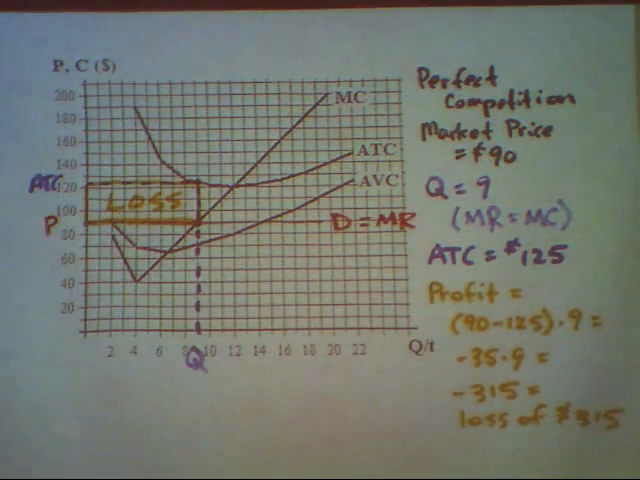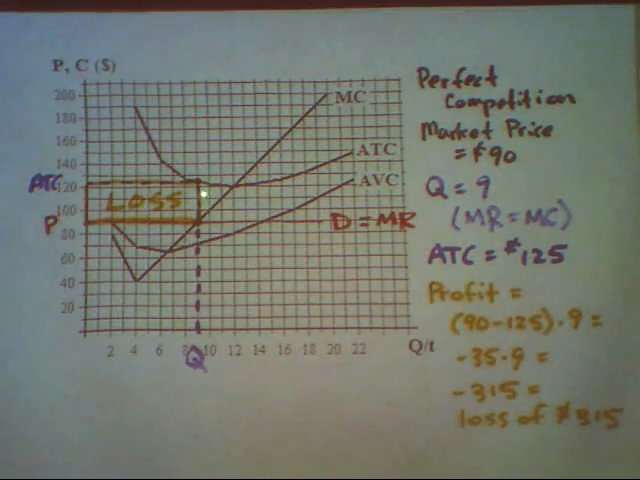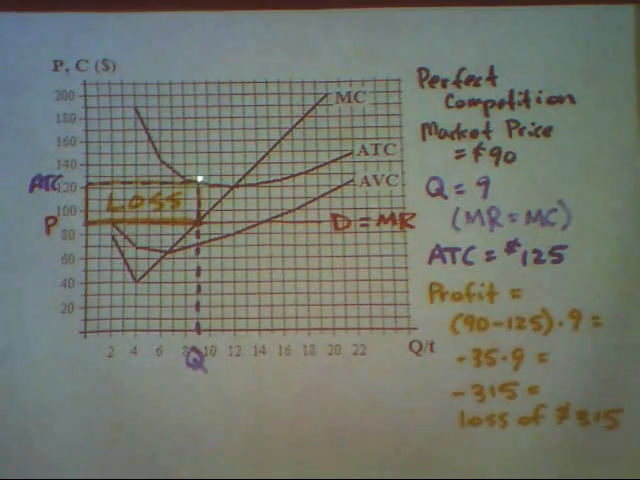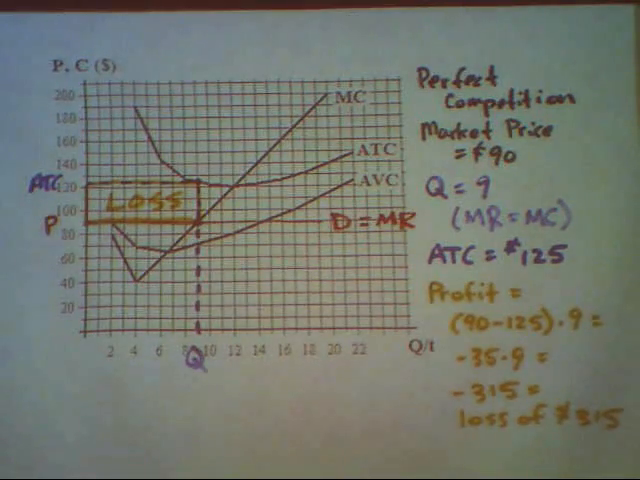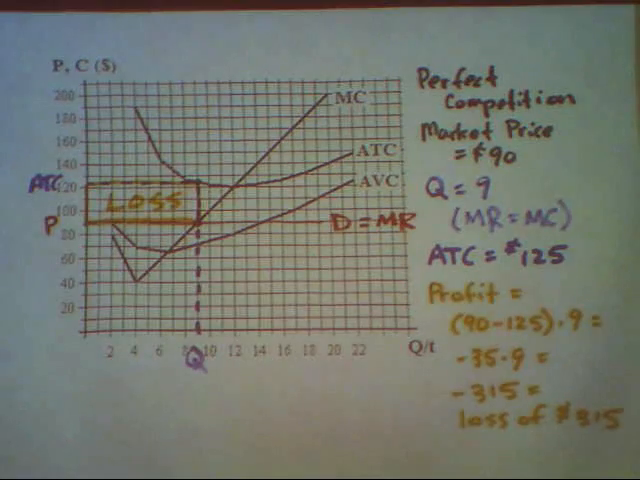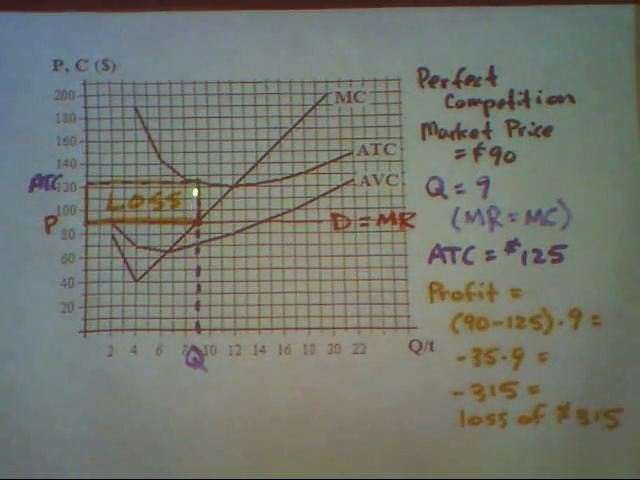$125 minus 70, which equals about $55. Should be from here to here. It's $55 of fixed cost, average fixed cost. If we know the average fixed cost, we can figure the total fixed cost by multiplying it times the quantity. We know the quantity is 9, so my estimate there was about $55 times 9 is going to give me the total fixed cost.